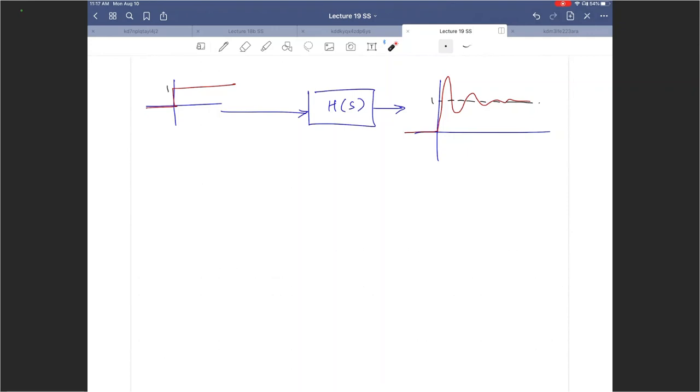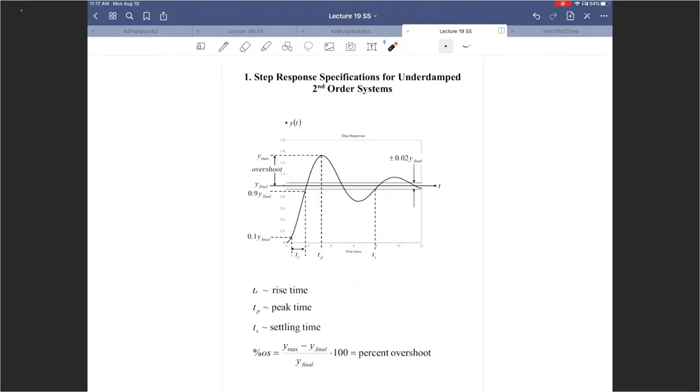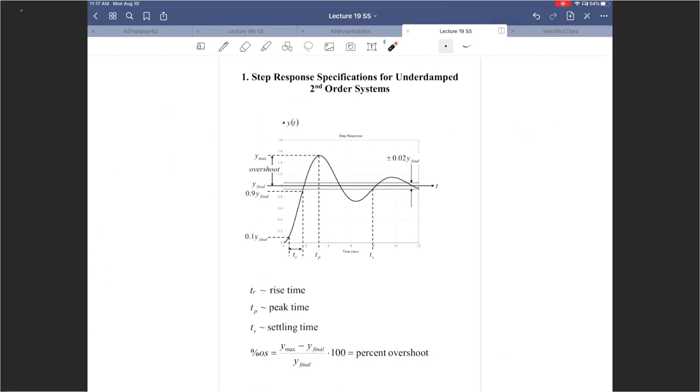So for this kind of response, we can find a few parameters. This is for an underdamped case only. So there is damping going on, and there are some oscillations going on as well. The response that we just sketched earlier is sketched again over here, right? So it starts at 0, overshoots, and then the oscillations also have a decay going on as well.